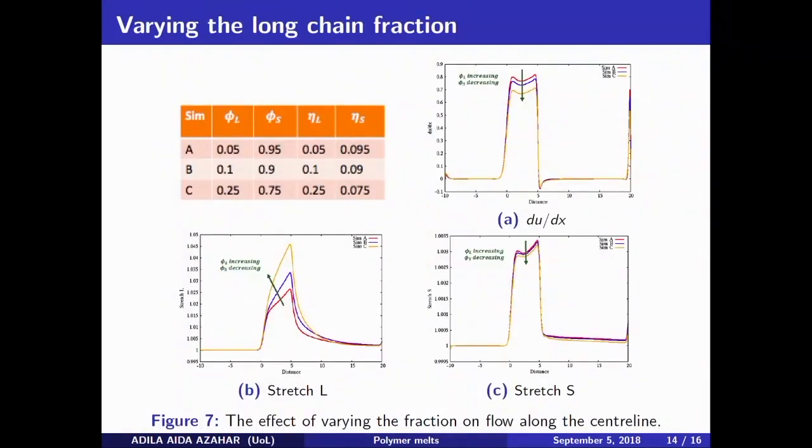This is our preliminary result, where we vary the volume fraction of the long chains as well as the volume fraction of the short ones. From figure 7a, what happens to the extension rate is that increasing the volume fraction of L reduces the extension rate. This is because increasing the long fraction L also increases the polymeric viscosity, which makes the flow go slower and thus decreases the extension rate.